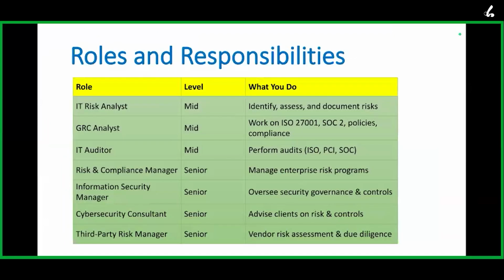Then we have roles and responsibilities. These are the roles you can apply for once you have this certification or this understanding of risk management. There is IT risk analyst, GRC analyst, IT auditor, risk and compliance manager, information security manager, cybersecurity consultant, and third party risk management. These are the roles where we can apply and pursue accordingly.